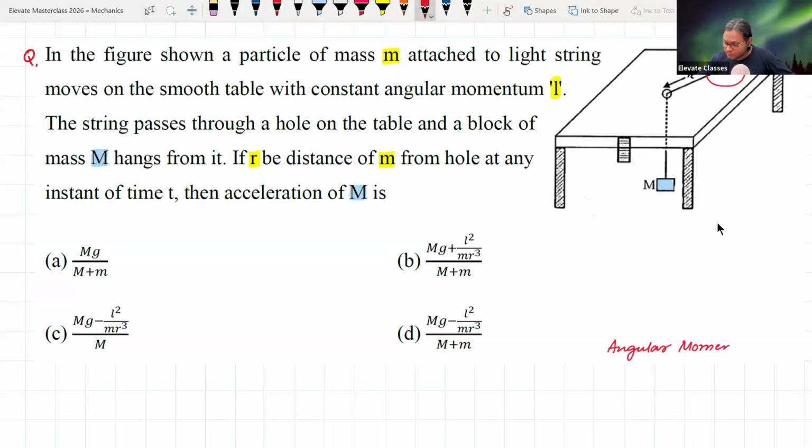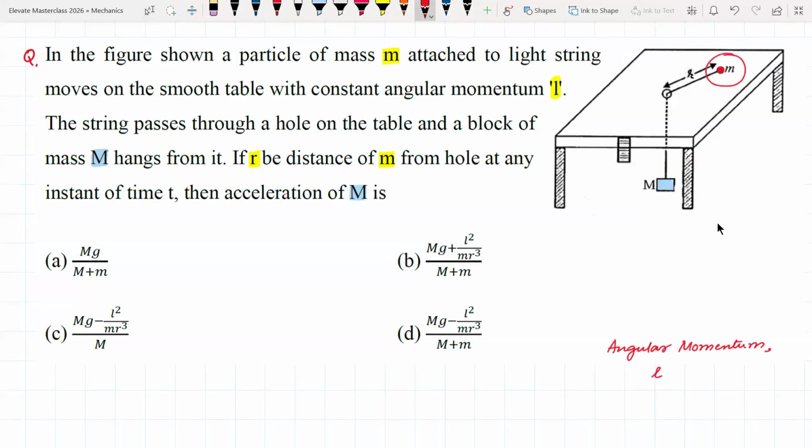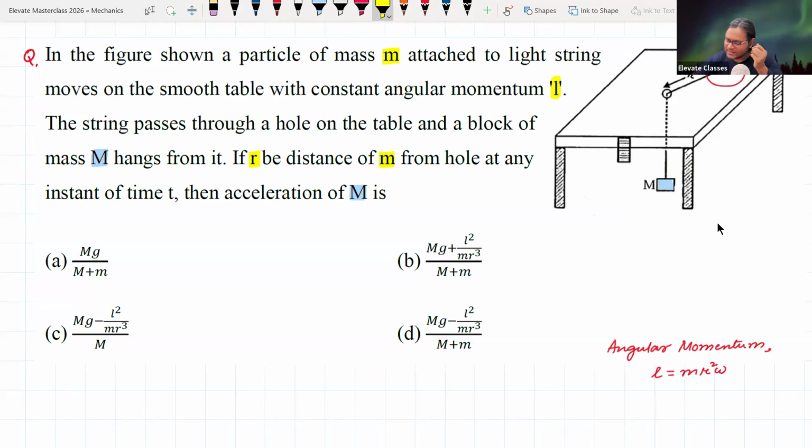Guys, for a point mass moving in some kind of a plane, do you know the formula? No, sir. You must know, you studied it in 12th. It is m v r, r cross p. That means m r square omega. You haven't studied m r square omega? Yes sir, yes sir. You must have studied it in 12th.